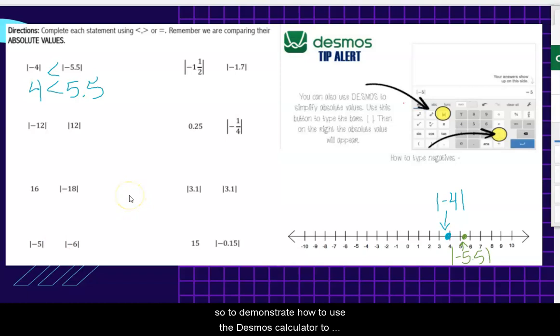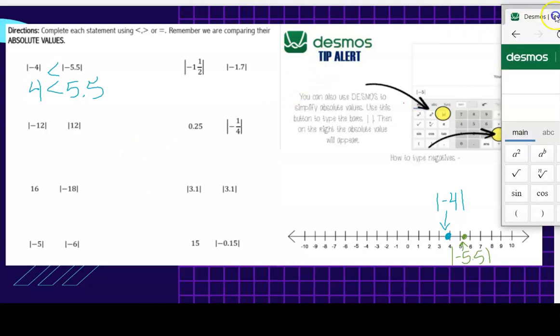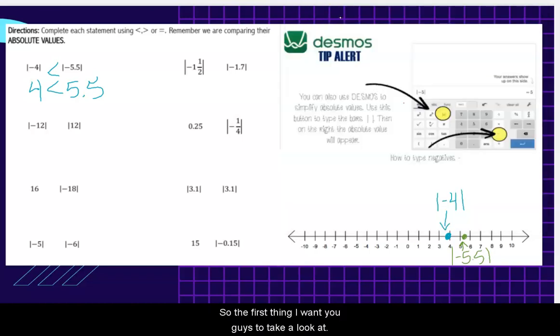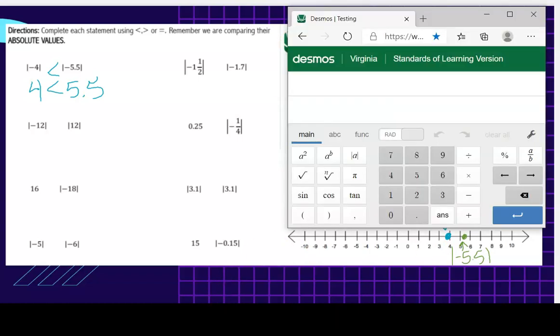So to demonstrate how to use the Desmos calculator to calculate and compare absolute value, I'm going to bring in my Desmos calculator. And we're going to look at some of the tools that you can find on the calculator. So the first thing I want you guys to take a look at is this tool here. You can see, just like in our comic in the beginning, we have the absolute value sign. We have the two lines with the variable inside, and that's what we're going to use for absolute value.